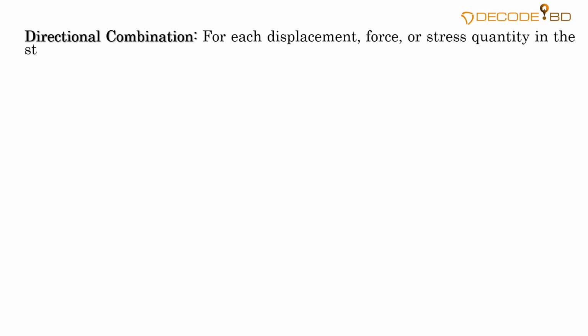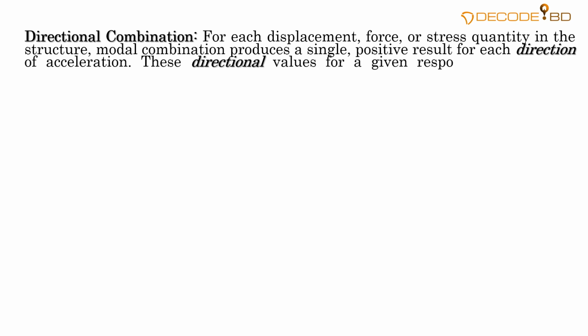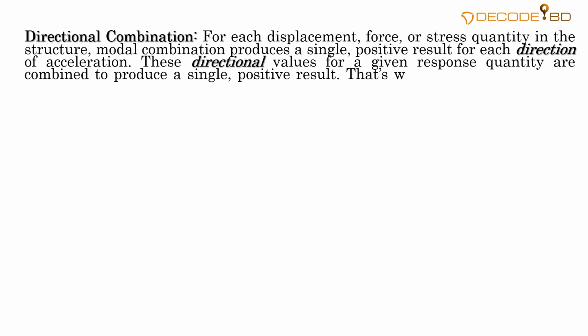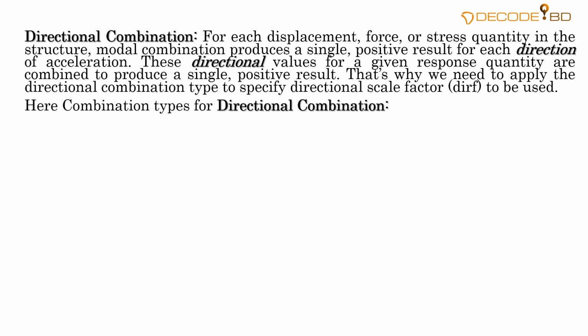Now come to directional combination. For each displacement, force or stress quantity in the structure, modal combination produces a single positive result for each direction of acceleration. These directional values for a given response quantity are combined to produce a single positive result. That's why we need to apply the directional combination type to specify the directional scale factor DIRF to be used. Here are the combination types for directional combination.